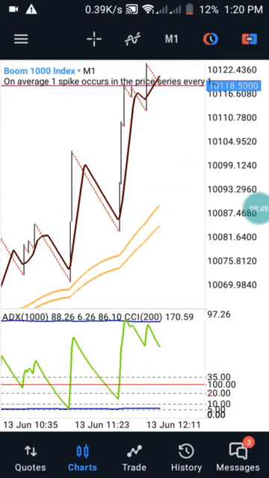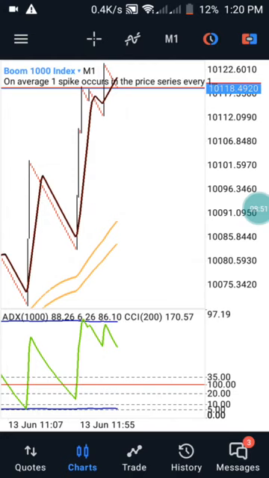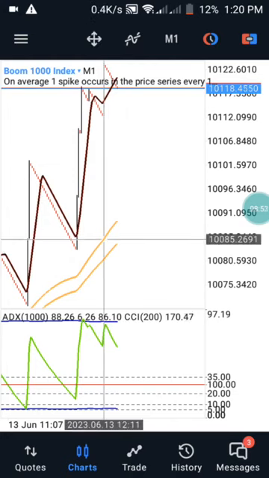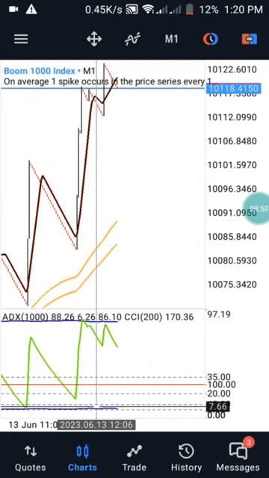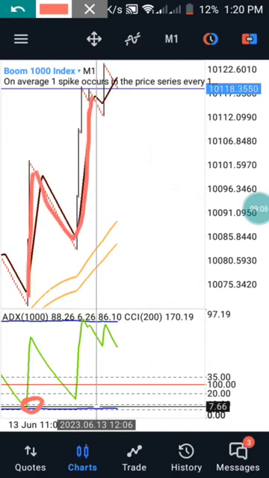You see that? So what you just need to do is to make sure that you have your 9 on a 50 level, and once you reach your 50 level, then you can easily enter your trade at this particular level. Spike, keep on taking out the spike.